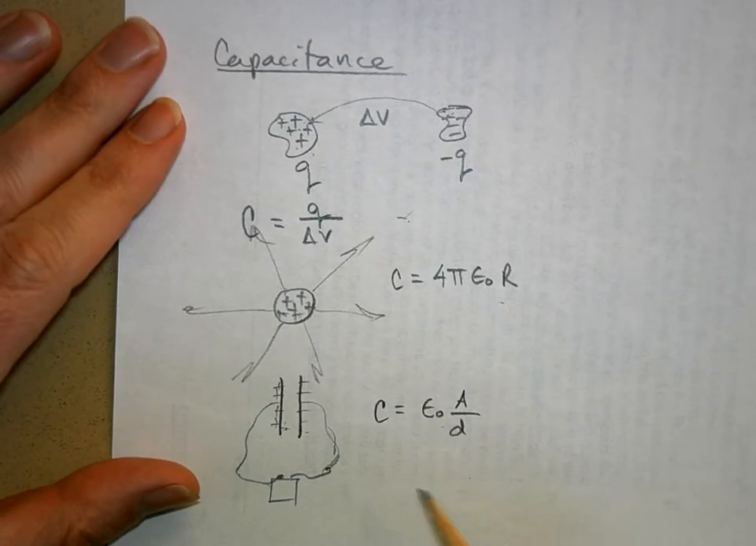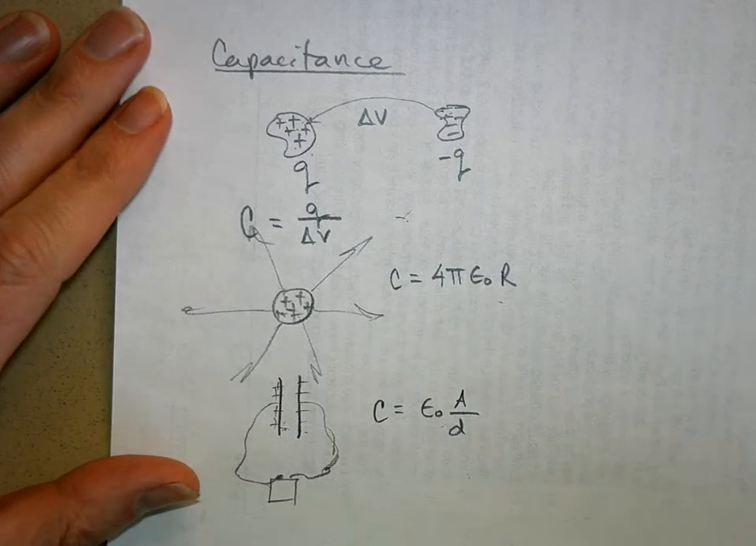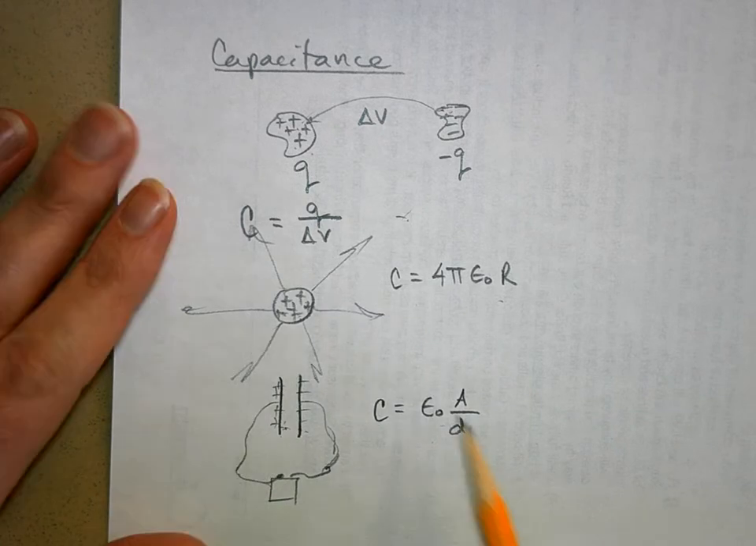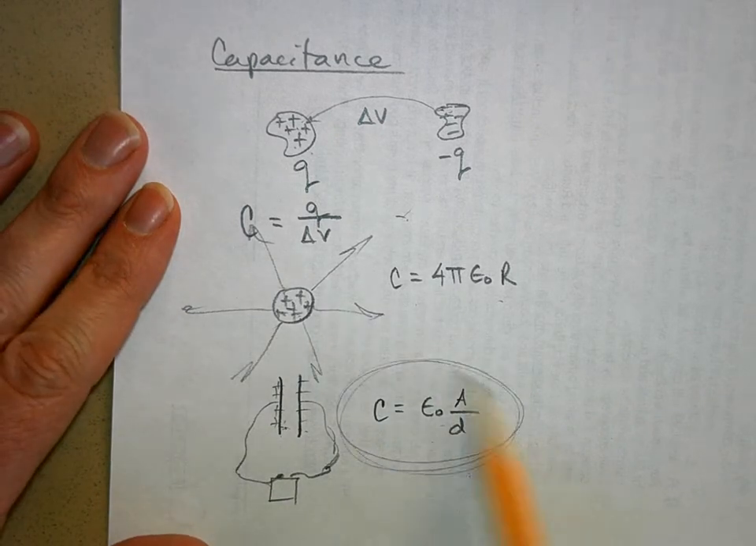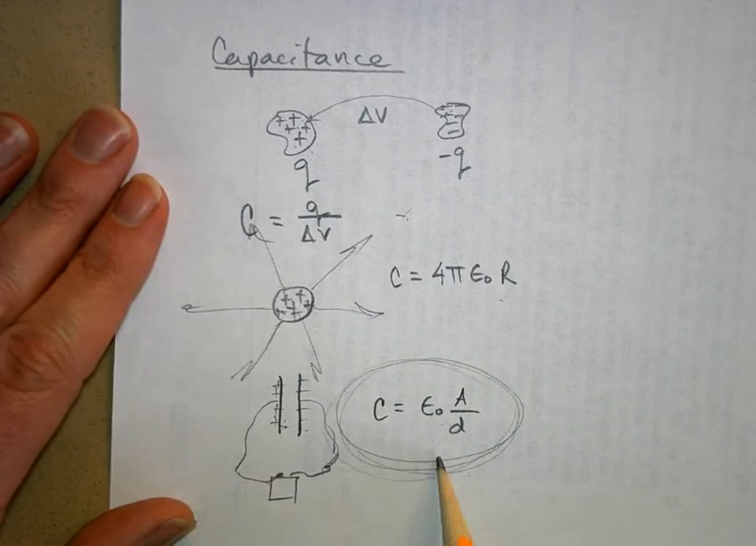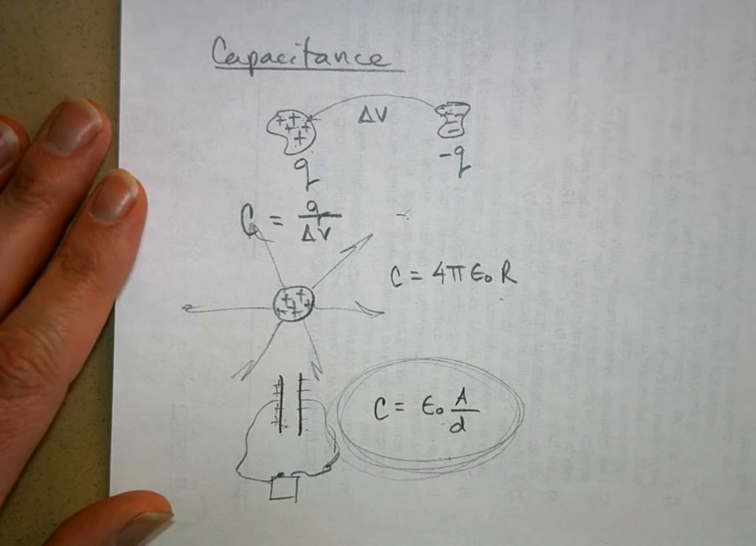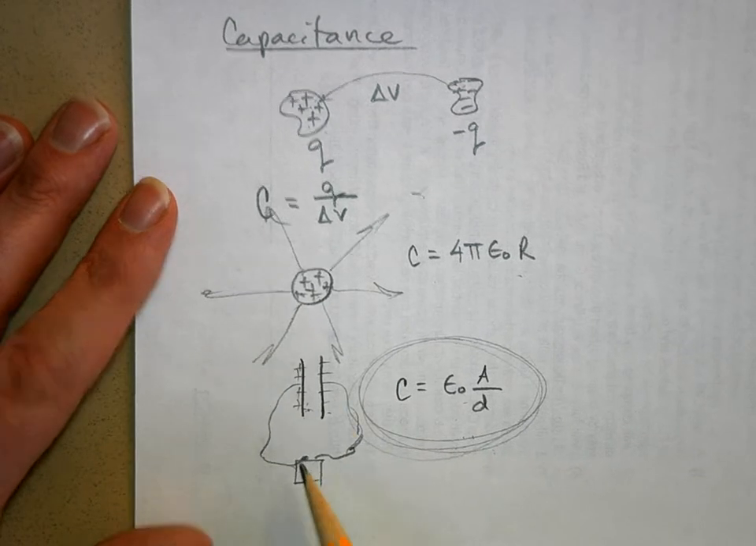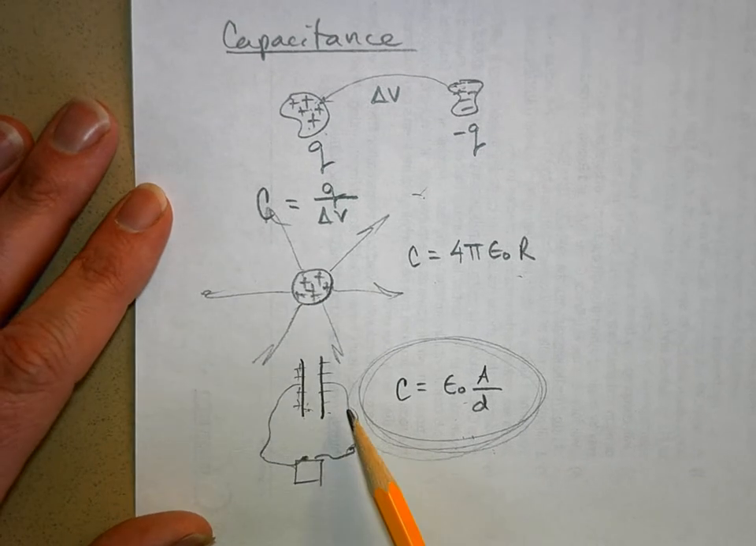So let's go through those, because each arrangement of charge separation will have a different equation for its capacitance. But this is the most common one. This one you really should memorize, because most capacitors that we're going to deal with are going to end up being parallel plate capacitors. Now, I sort of have it drawn in a circuit right here.